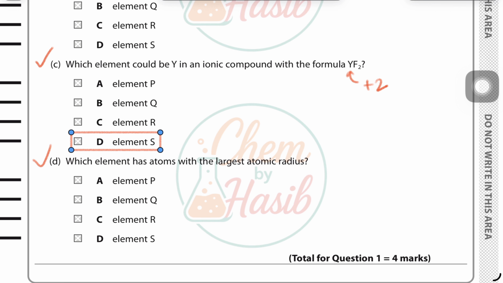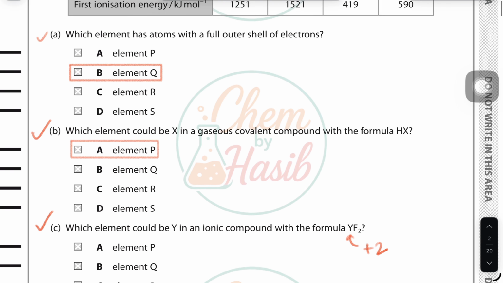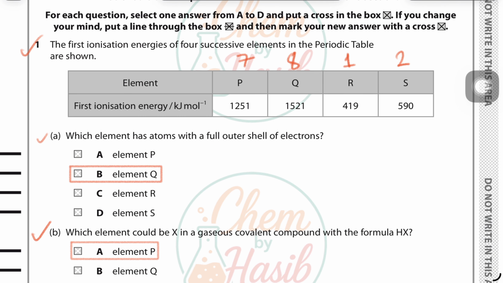And then it says, which element has atoms with the largest atomic radius? Now as we move along the period from P to Q, P is in group 7, Q is in group 8. As you move along the period, the atomic radius decreases. So Q must be smaller than P. Now from Q, we move to the next group. Q is in group 8, and R is in group 1. So as you go down, the radius increases.